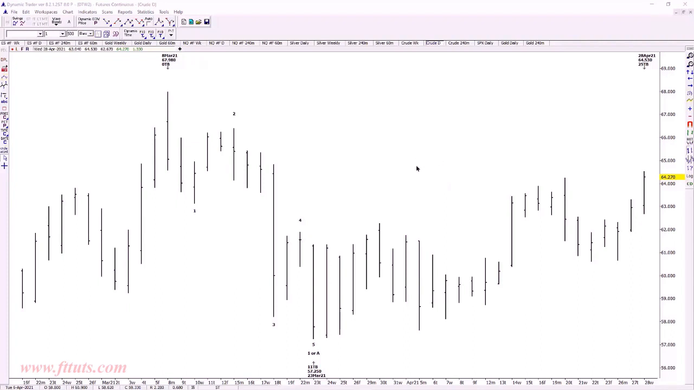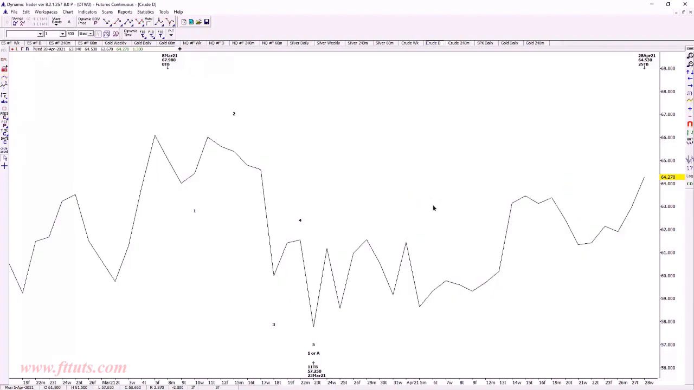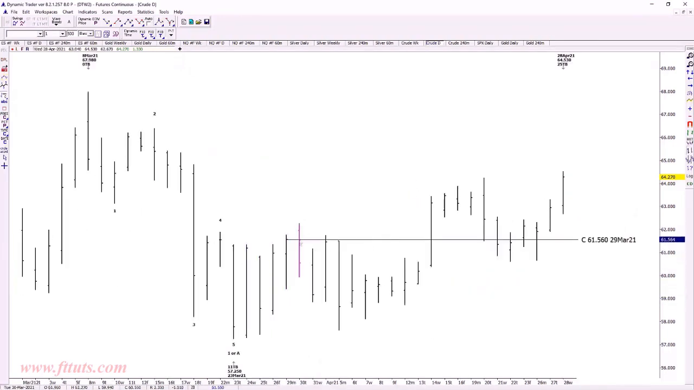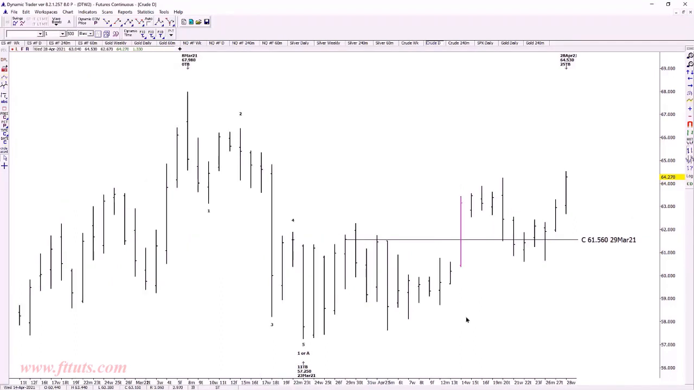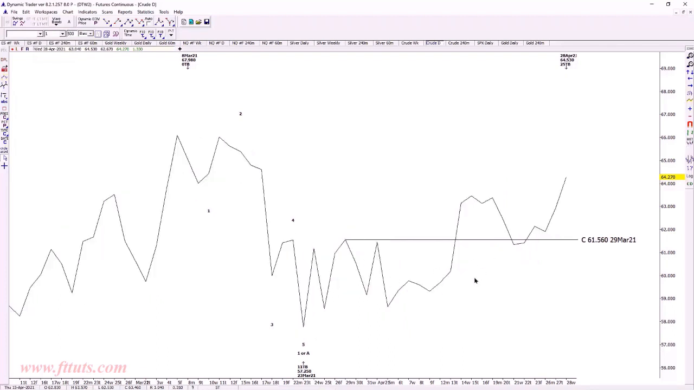So the first thing we want to look at: have we made a closing overlap? Let's go to close only data. So this was that first section up. That's the closing high of this section. Then we came down and we closed for 2 consecutive days below this closing high. That's a closing overlap. What does that warn us of? Warns us that more than likely we're making a correction.